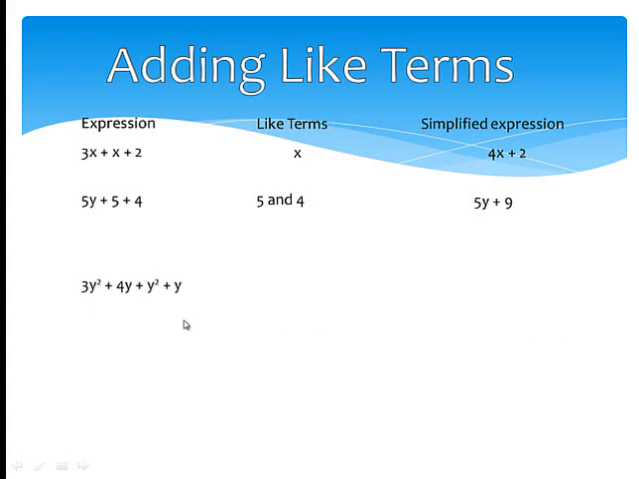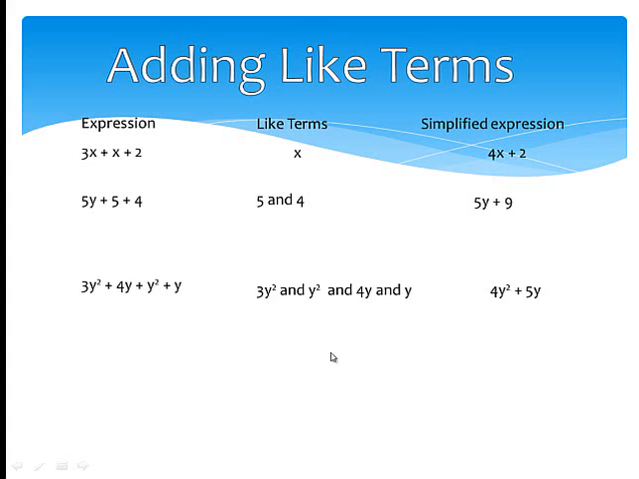In this problem, I have 2 sets of like terms. My y squareds go together, and then my y's go together. I cannot add them together. Think of these like 2-headed monsters and 1-headed monsters. 2 heads go with 2 heads, 1 head goes with 1 head. So I would only combine 3y squared. Now, this doesn't have a number in front of it. What does that mean you have? How many of them? You have 1. So this would be 3y squared plus y squared, and then 4y plus y. So that would give you 4y squared plus 5y.